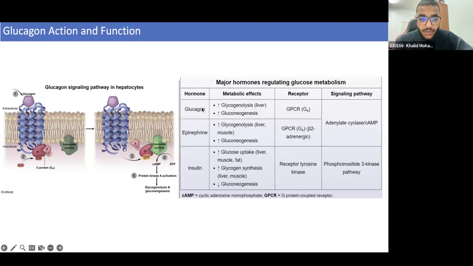But you need to know for now that glucagon acts only on the liver. Epinephrine acts on both the liver and the muscle. Okay. Now this is the G-coupled receptor I told you about for glucagon, and it activates the cAMP pathway as a secondary messenger. Does anyone have any questions until now?